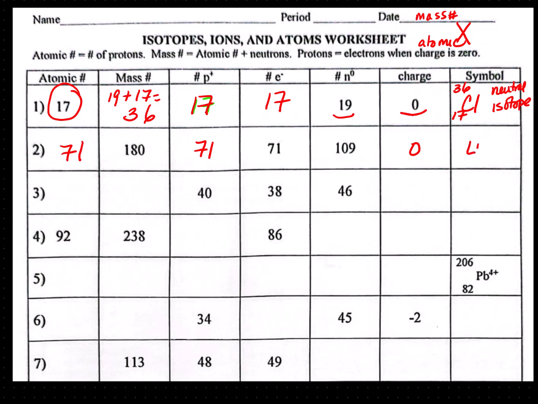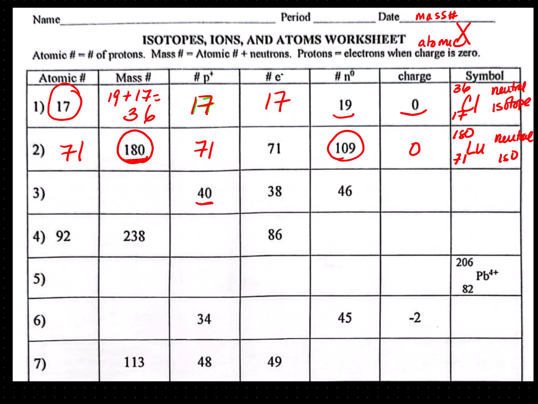If I look this up, this is Lu on the periodic table. It has a mass number given as 180, atomic number of 71. Again, this is a neutral atom. That is also an isotope because this mass number does not match the periodic table, or the other way it is stated, the number of neutrons is not the same.